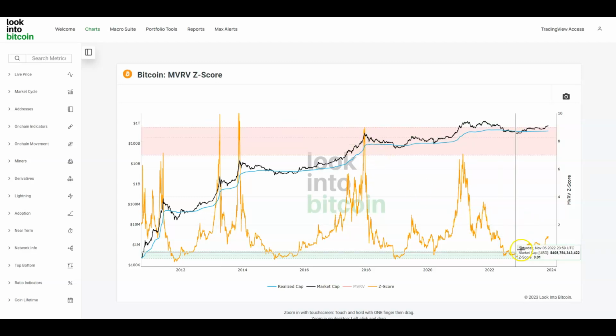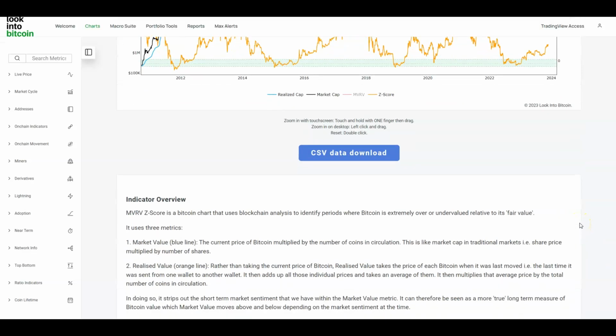So what we want to see going forward is a slow rise in MVRV. Let people buy, let people sell. What we don't want to see is a massive spike all in one day. Slow trend is best trend. This is looking at Bitcoin.